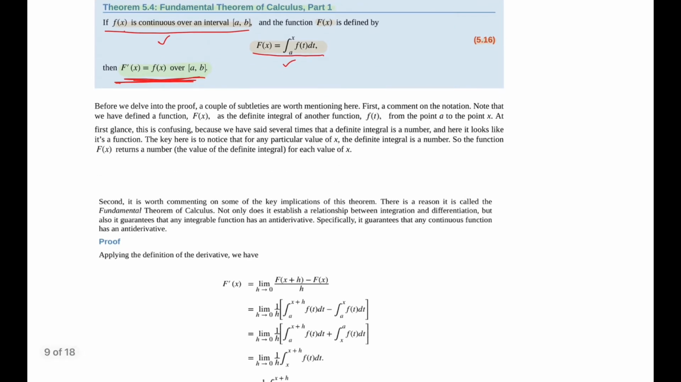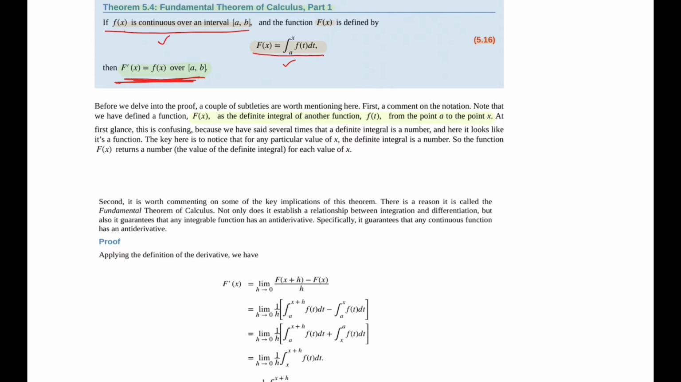Okay, so the book says that before we delve into the proof, a couple of subtleties are worth mentioning here. So first, a comment on notation. Note that we have defined a function big F as the definite integral of another function small f from point a to point x. Okay, so there is a relationship between big F and small f. So big F is the definite integral of small f from point a to point x.